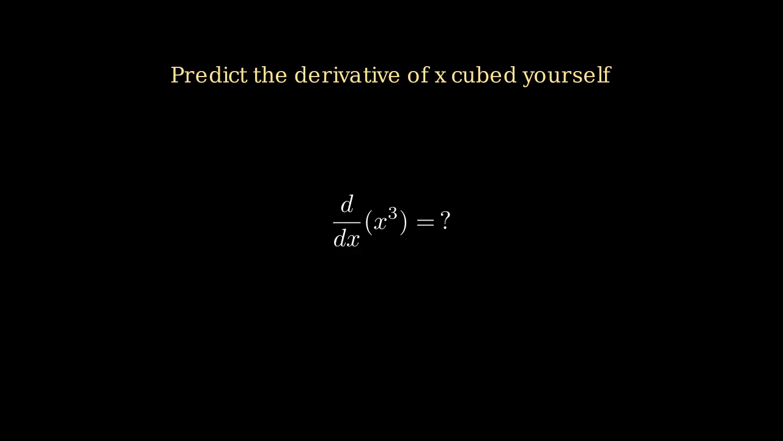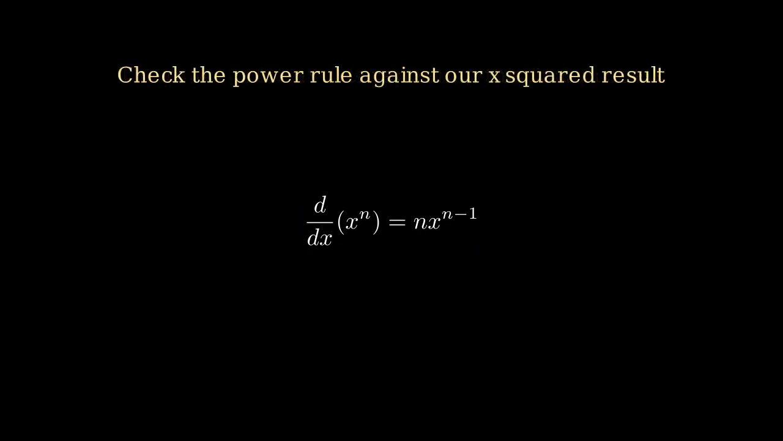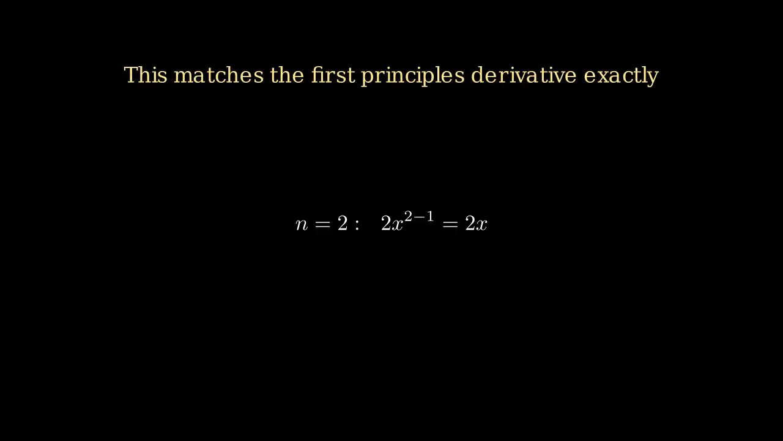There is a general shortcut called the power rule, so we don't have to repeat that limit process every time. It says the derivative of x to the n equals n times x to the power of n minus 1. Check this against our x squared result. With n equals 2, the power rule gives 2 times x to the power of 2 minus 1, which is 2x. That matches exactly what we derived from first principles, so the power rule is consistent. And using this same rule, x cubed differentiates to 3x squared, matching the prediction you just made.